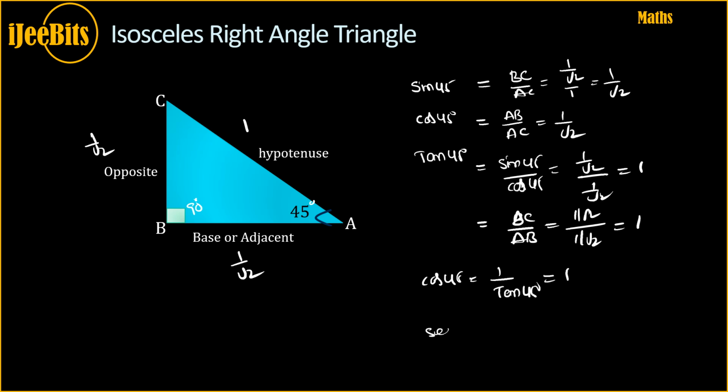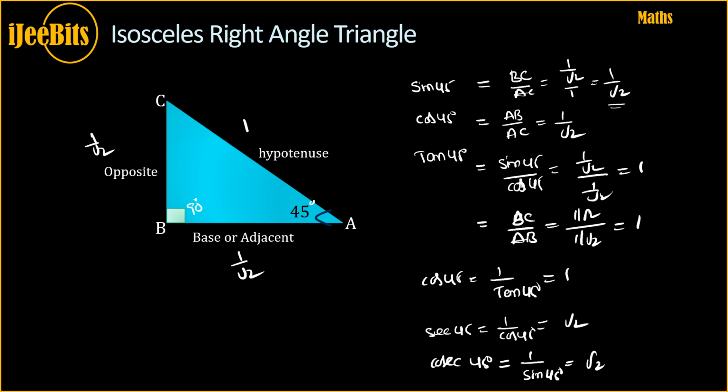Similarly, secant 45 means 1 by cos 45. Agree? So cos 45 is 1 by root 2, so the reciprocal is root 2. In the same way, cosecant 45 means 1 by sine 45, which is similarly 1 by root 2. The reciprocal of 1 by root 2 is nothing but root 2.